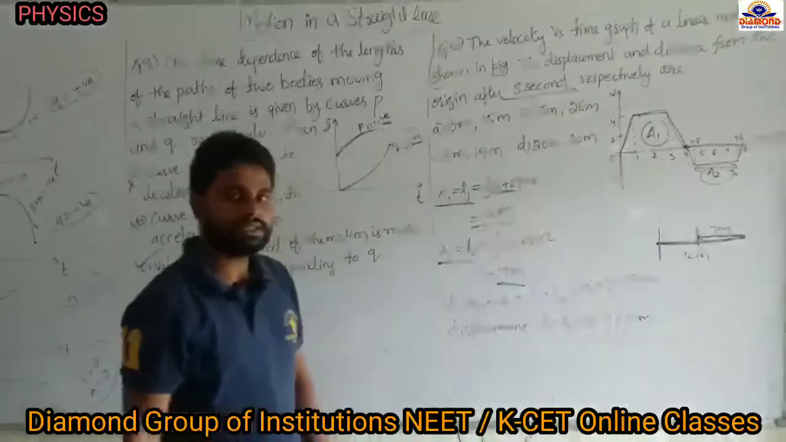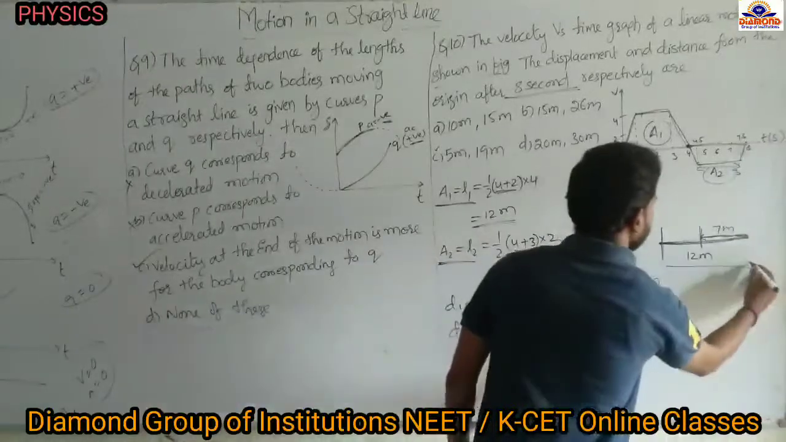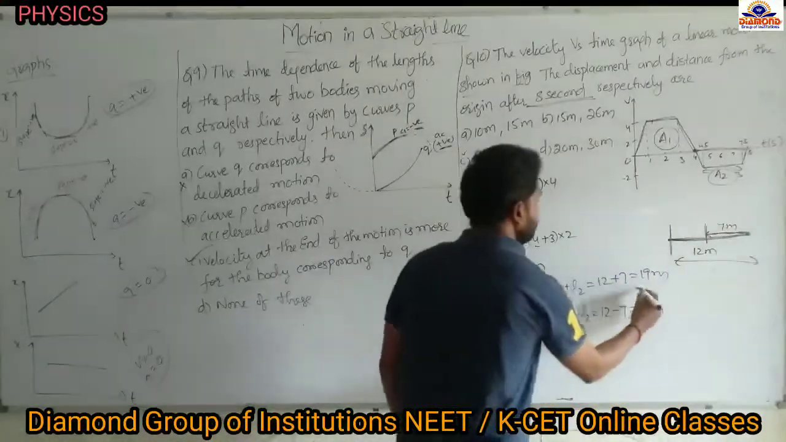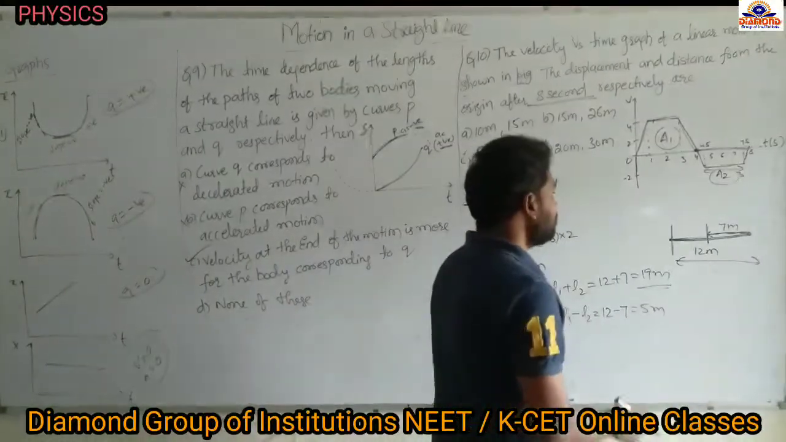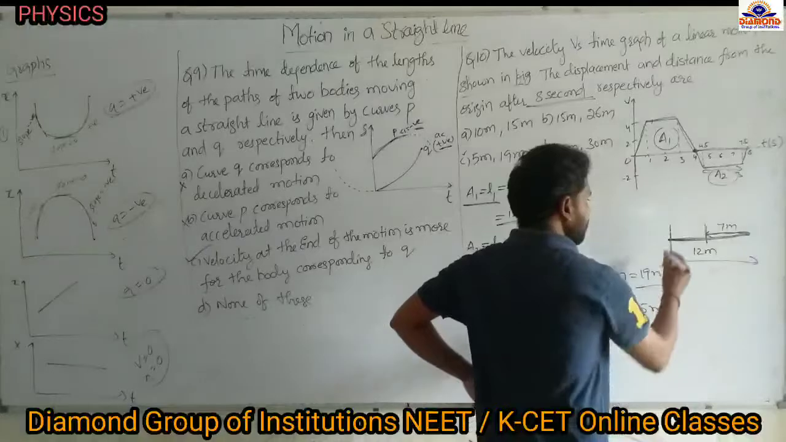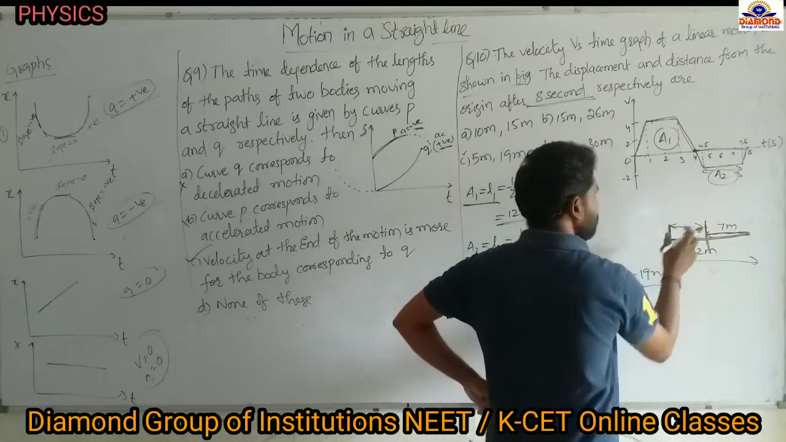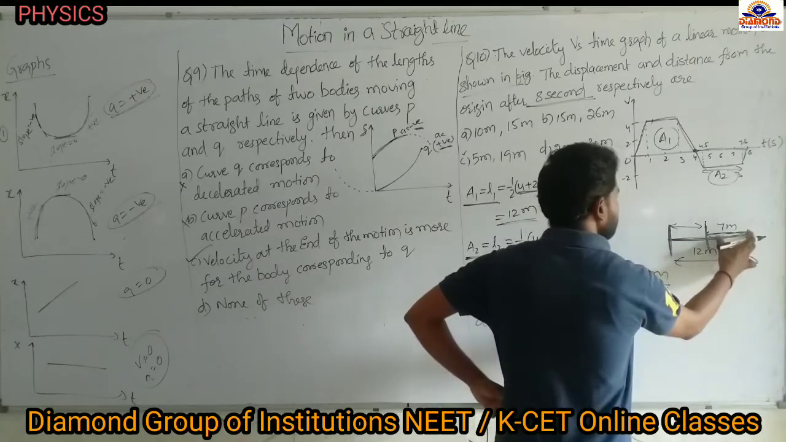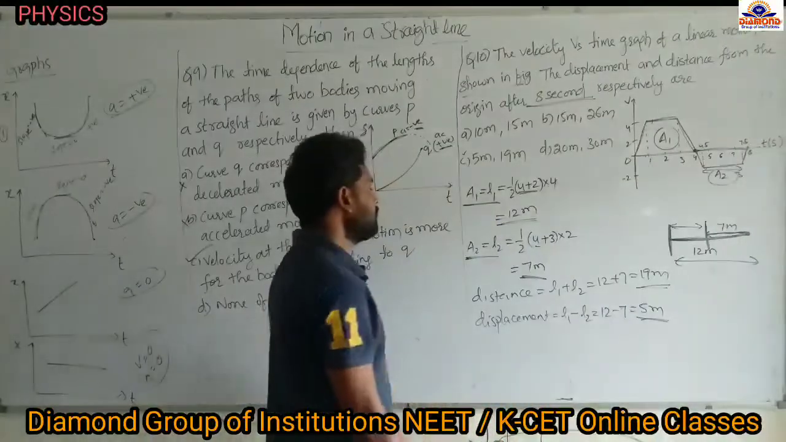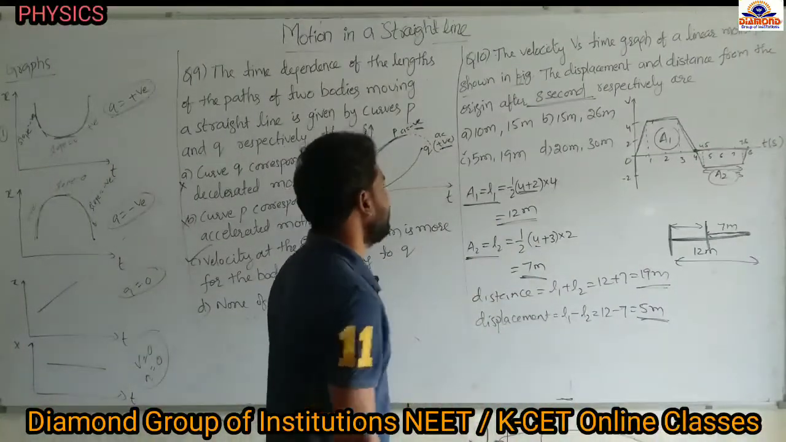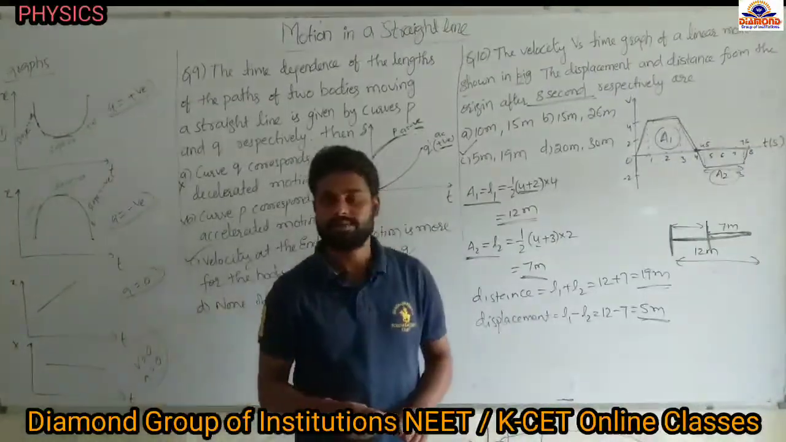Now they are asking for the distance and displacement. Distance equals the total length traveled by the body. So first 12 meters plus 7 meters, 19 meters of distance traveled by the body. Second, displacement is nothing but the shortest length between the initial and final positions. Initial is here, finally it reached here. What is the length between these 2 points? Total is 12, this one is 7. 12 minus 7 gives 5 meters. Displacement equals 5 meters. So displacement is 5, distance is 19 meters. C is the right option. Like this you have to solve the problems. Okay, thank you.